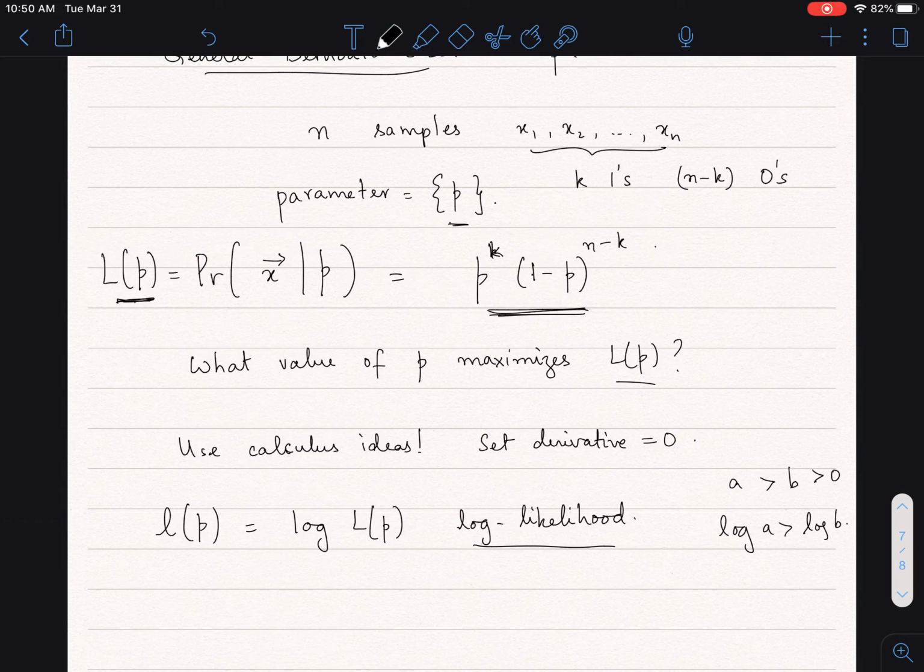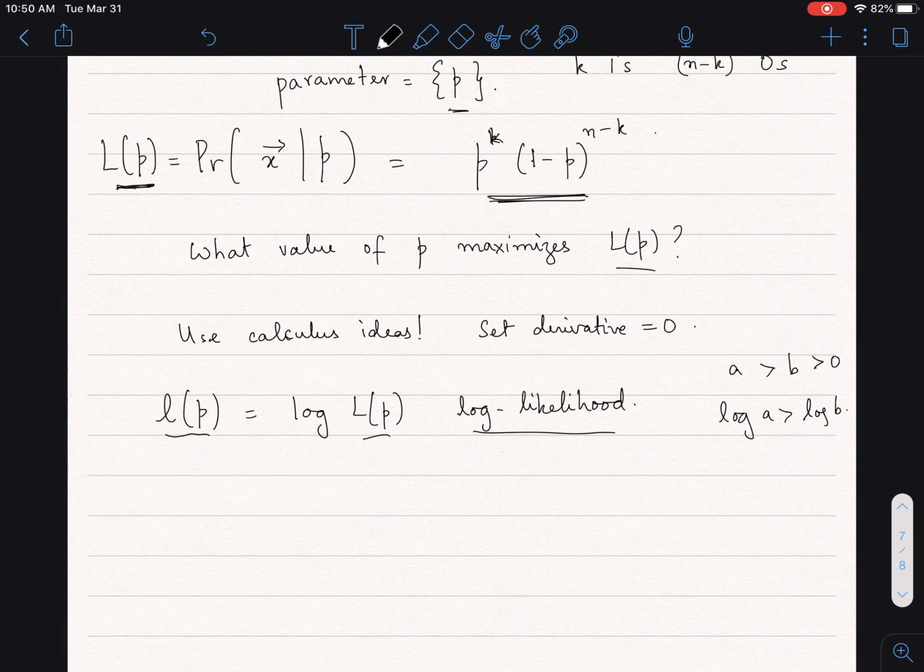So finding a value of p that maximizes L of p is the same as finding a value of p that maximizes small l of p. Let me use this word argmax. Argmax basically means the value of p at which a function becomes maximized. So what I'm saying is that argmax of L of p is equal to argmax of little l of p. And this is because of this fact.